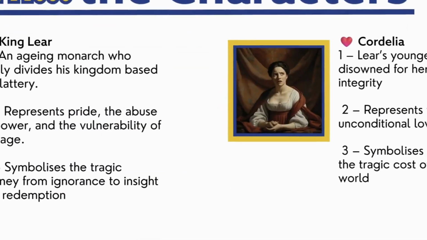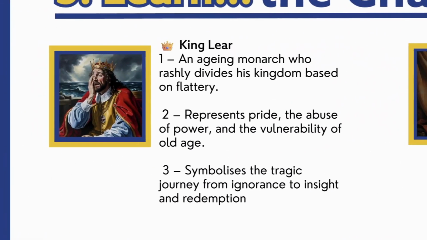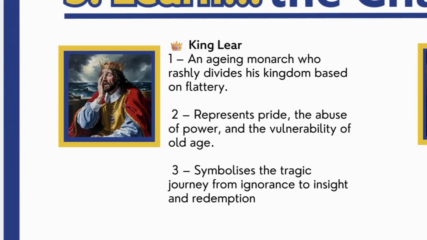Now, if we move forward to the characters then, let's have a good look at some of the key characters. Okay. So obviously, as you can see in his image of anguish there, that is very much King Lear. So he is an ageing monarch who rashly divides his kingdom based on flattery. So obviously that gavelkind, which we were talking about, is cropping up again. And he says, I'm going to split my kingdom up, but he bases it on the wrong decisions.